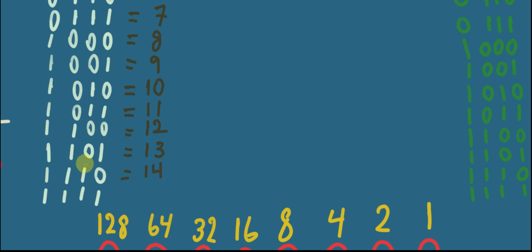So this number represents 4 in the base 2 system. This here represents 2 in the base 2 system. 2 and 4, that's 6. This here represents 8. 8 and 6 is 14. When you have all ones, this is equal to 15.